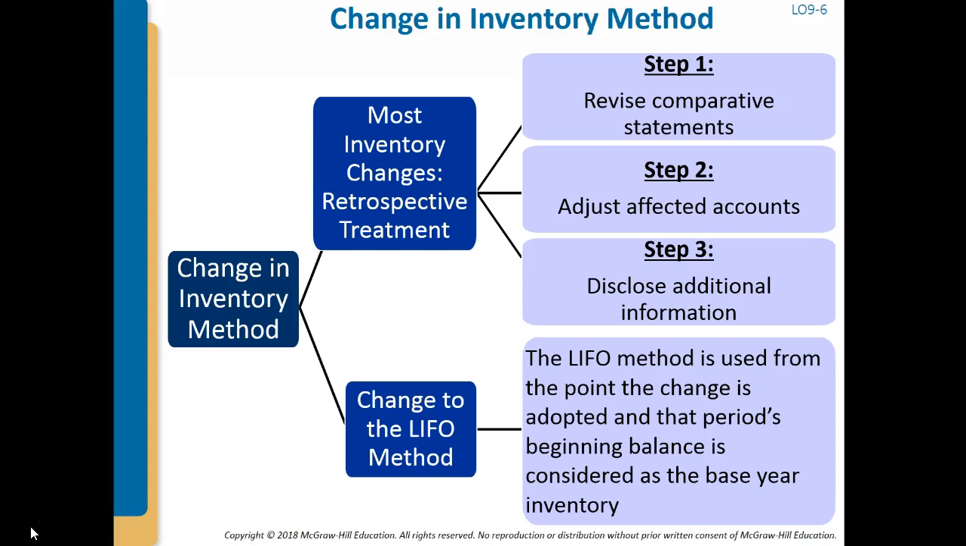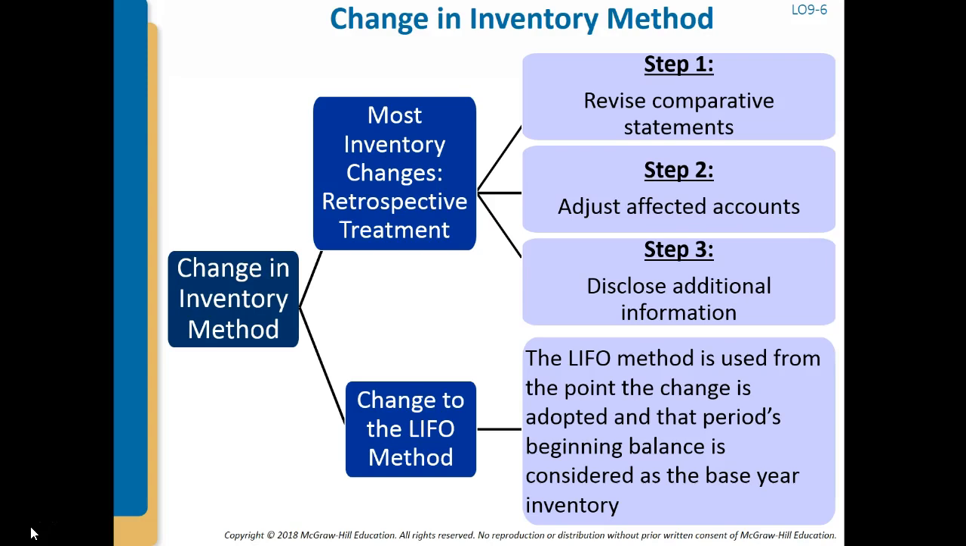Most voluntary changes in accounting principles are reported retrospectively. This means reporting all previous periods' financial statements as if the new method had been used in all prior periods. Changes in inventory methods other than a change to LIFO are treated that way. The first step is to revise prior years' financial statements. For each year reported in the comparative statements, the company makes those statements appear as if the newly adopted inventory method had been adopted or applied all along.